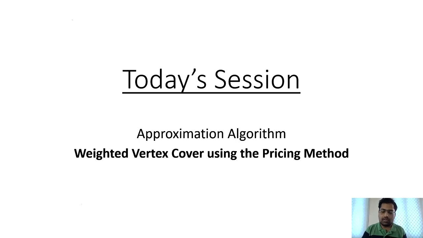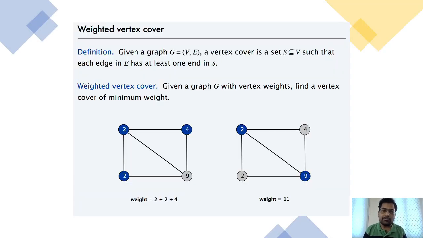Those who are new, kindly watch the previous videos related to the vertex cover: how do we find it using independent set? Also in reduction that we have discussed, I have also kept one video on how to find the approximation vertex cover. It is a two approximation, which we also discussed at that time. Here the weighted vertex cover is something different that we are going to discuss in this video.